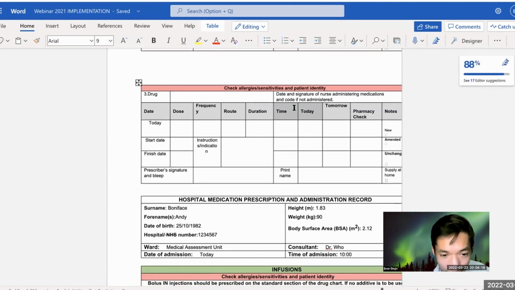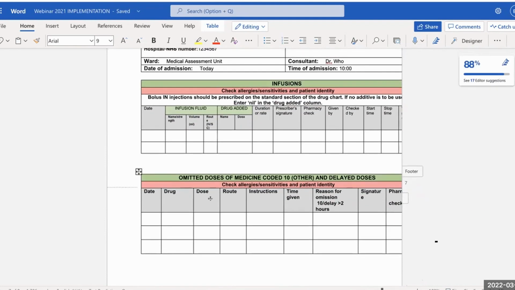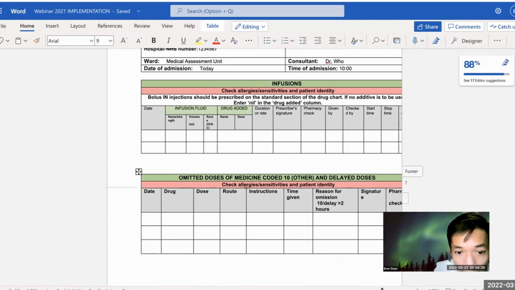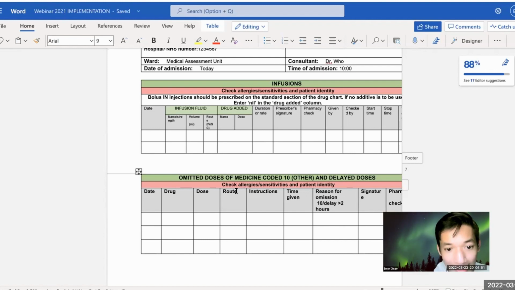And at the back page of this document, you have to fill out this table. Omitted doses of medicine, coded 10. So guys, remember, on the instruction, it says here, only write the medication coded 10. So that means if you see code number 1, 2, 3, 4, and so on until 9, you don't have to write it here. You only need to put the code on the appropriate box on the previous pages. But if it's others or number 10, you have to write it here.